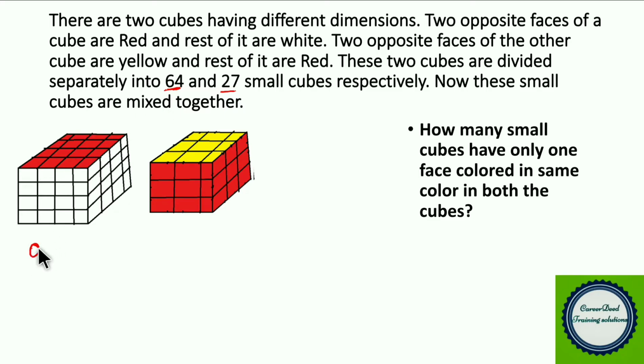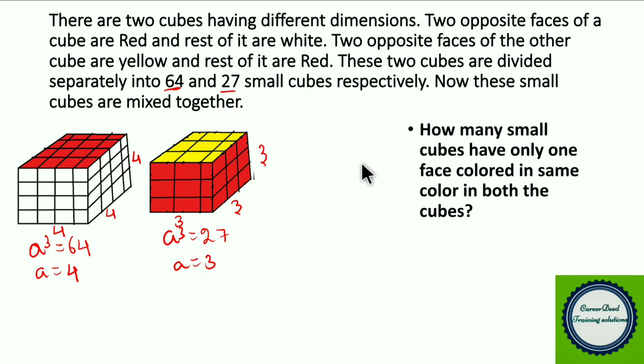So a cube is nothing but a cubed equals 64. So if a cubed is 64, the value of a will be 4. So you can take the sides of the cube as 4 centimeter. And if you take the second cube, a cubed is 27. So what will be the side of the second cube? a is 3 centimeter. Now the side of the big cube is 4 centimeter and you can take the side of the small cube as 1 centimeter, and here also the side of the small cube is 1 centimeter.